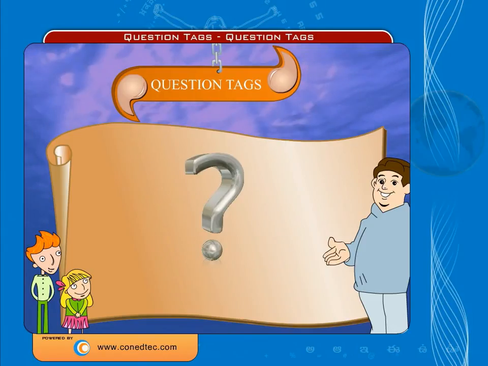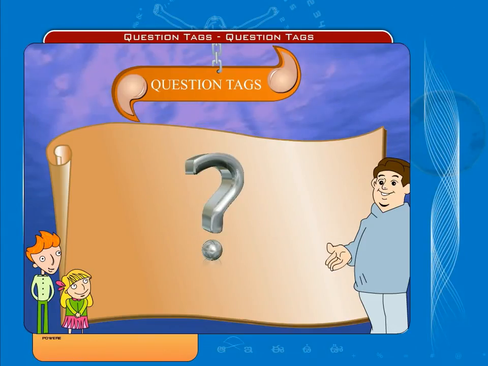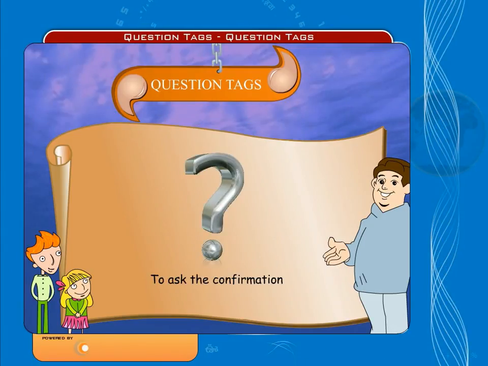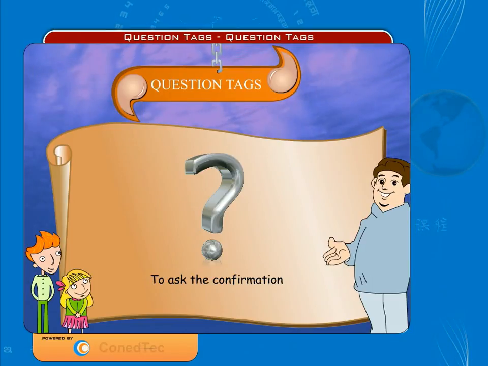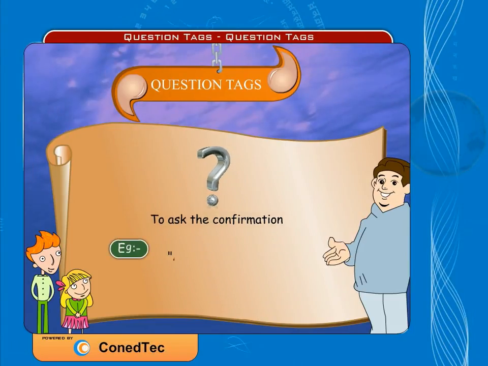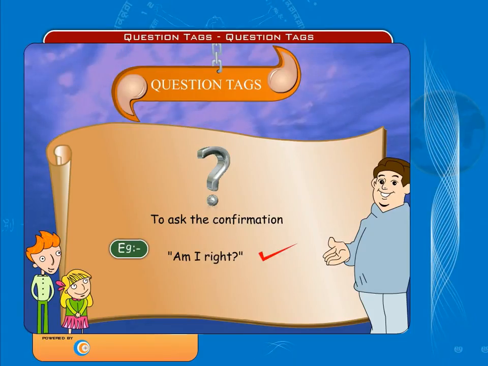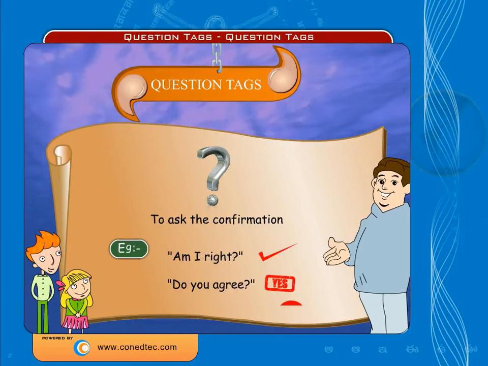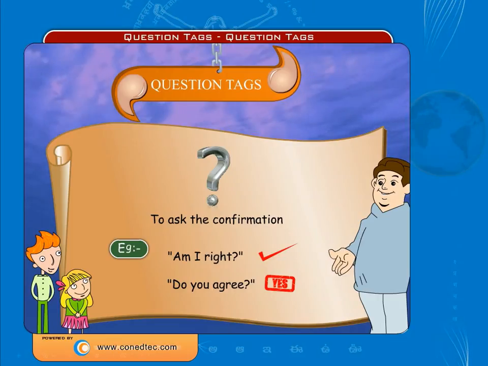We use tag questions at the end of statements to ask for confirmation. They mean something like, "Am I right?" or "Do you agree?" They are very common in English.